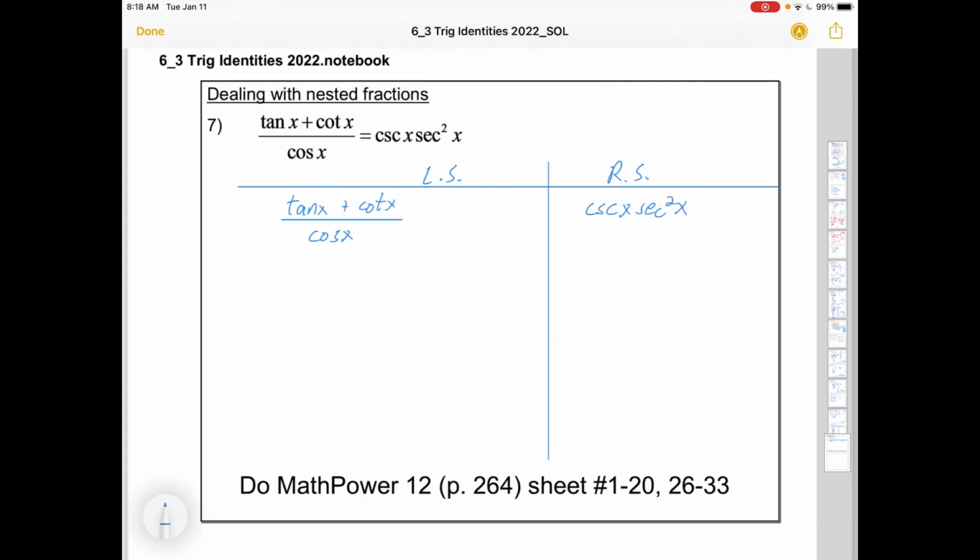That all brings us to the secret 7th trig identity to do. And it's about dealing with nested fractions as well. So if you want to pause the video and see if you can get started, maybe make a first step, it's okay if you don't make it to the end, but see if you can do sort of the next reasonable thing.